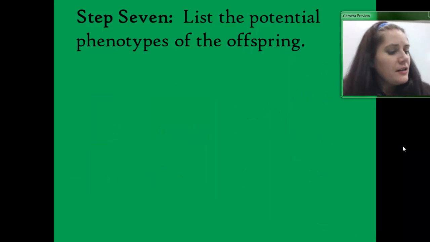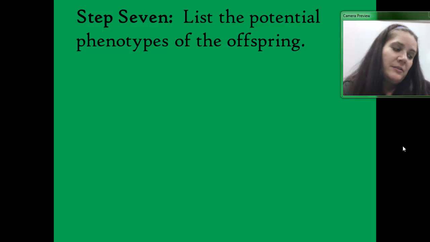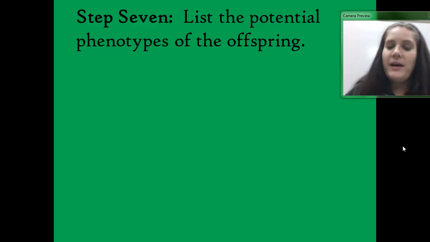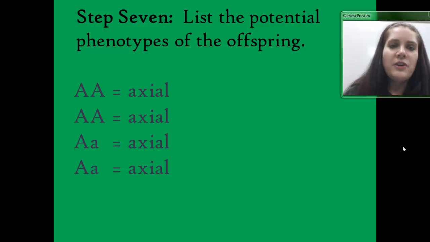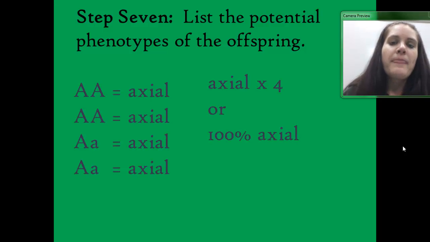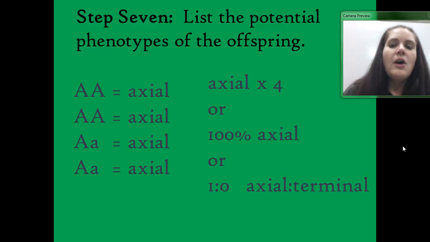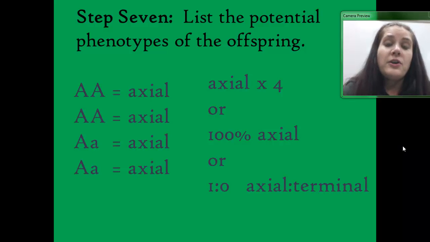So step 7 is we're going to list the possible phenotypes. So I'm going to write that down. List possible phenotypes of my offspring. So again, I know I have big A, big A, big A, big A, big A, little a, big A, little a. All of those are going to be axial because they all have big A's. Big A always means axial. Everybody's got a big A, everybody's axial. So we could say axial times 4. We could say 100% axial, or we could say 1 to 0 axial to terminal. All of those are ways that we could say this.